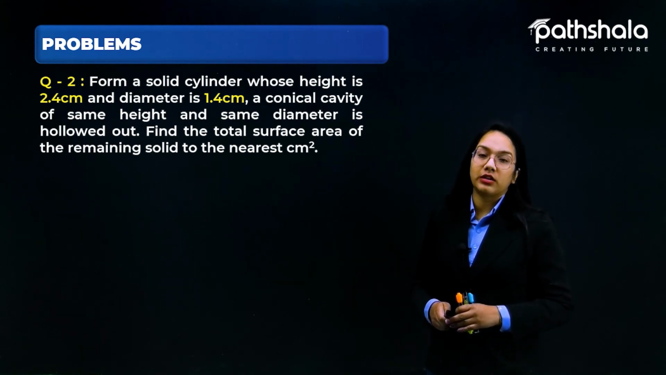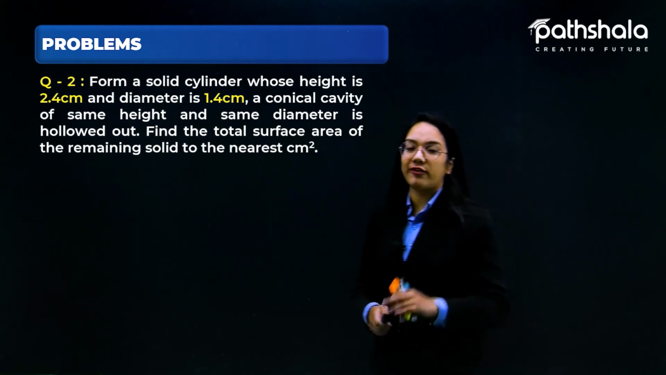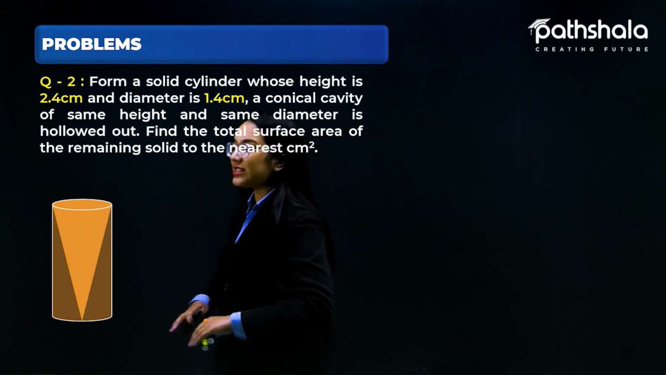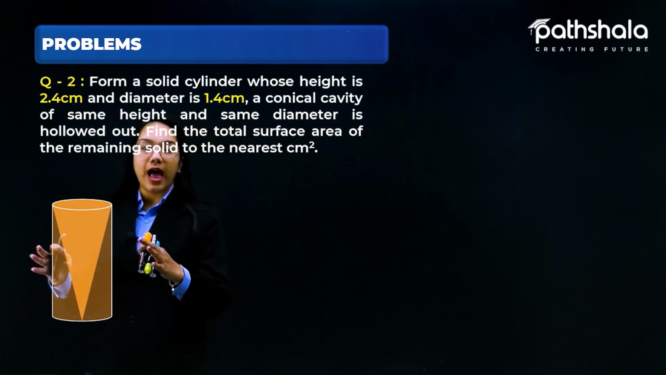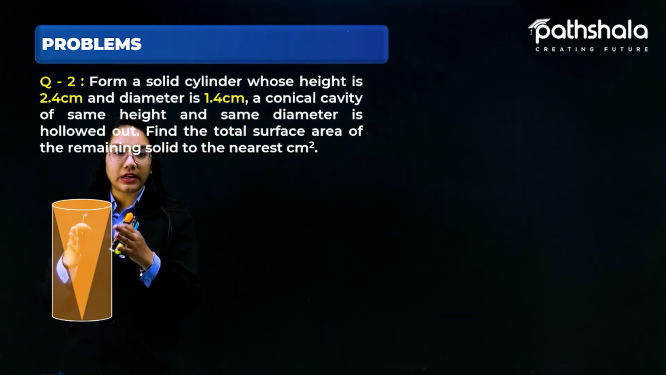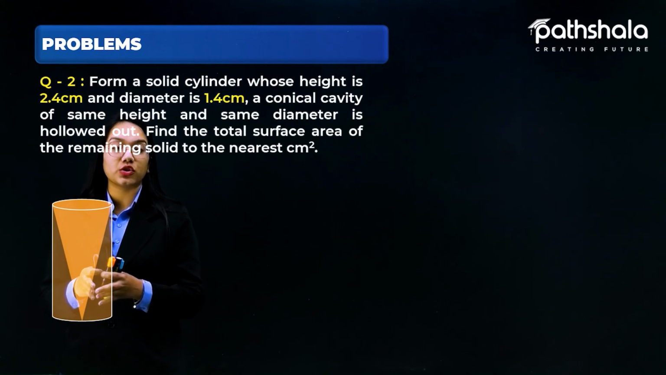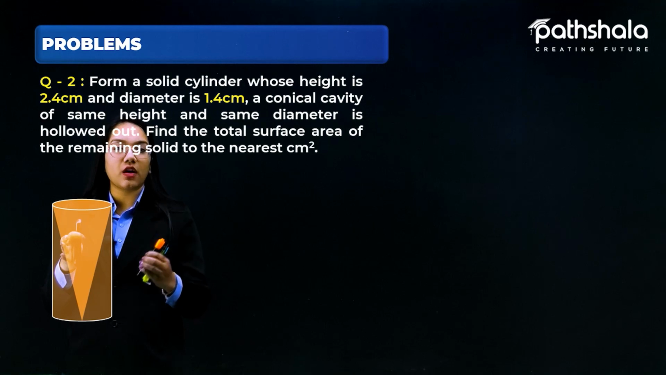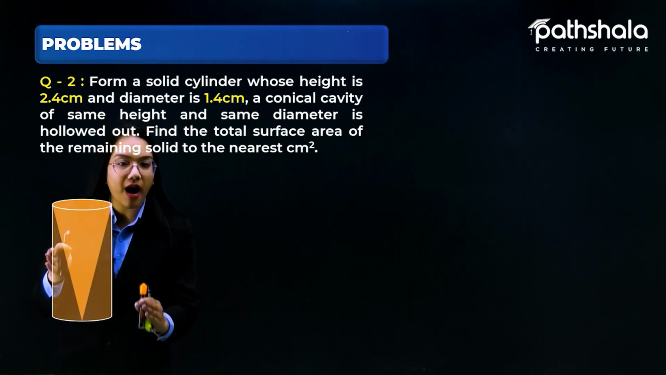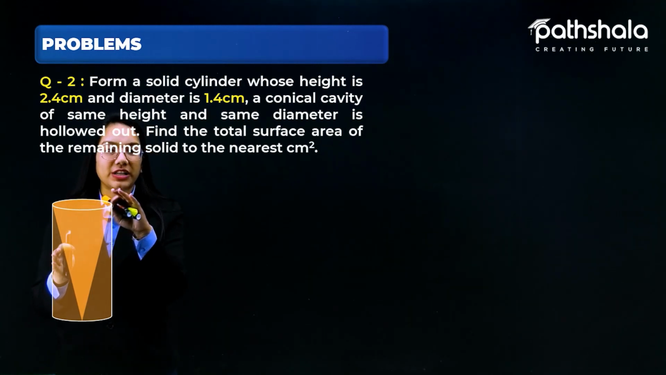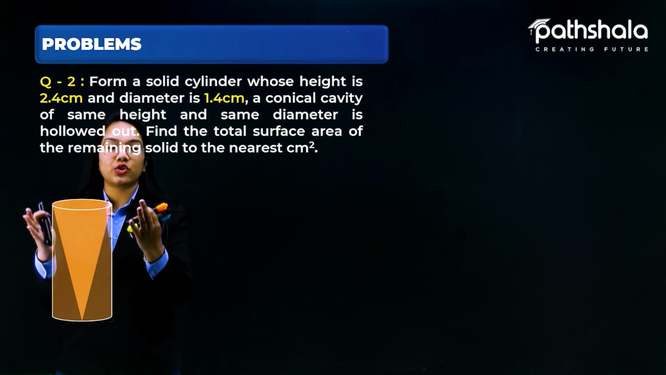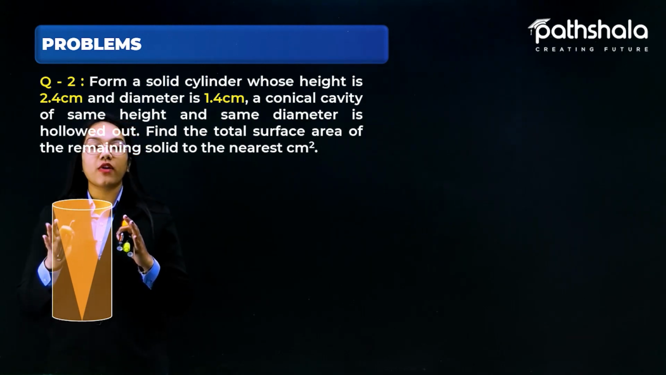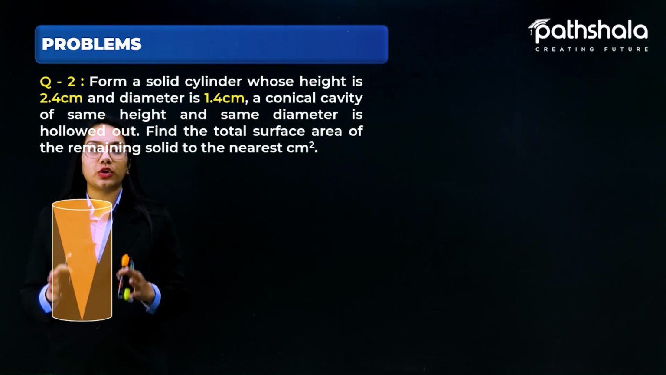Let us suppose I take the figure in such a way. As you can see, this is my cylinder and I have taken this conical cavity out of it. As per the question, you just have to take a conical cavity of the same height and the same diameter, and it is hollowed out. So as you can see, this is hollowed out, and now we have to find the total surface area of this remaining solid.